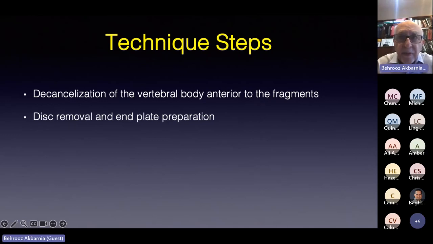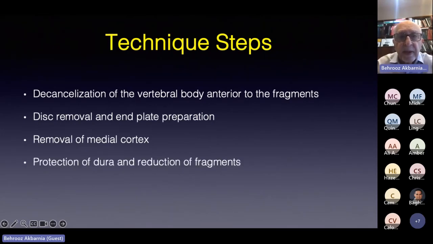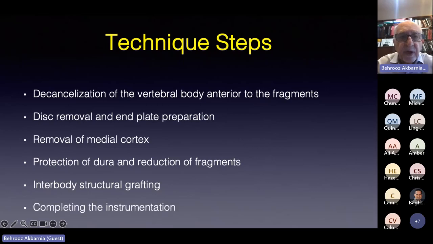And then the disc above, the end plate above, and the disc material will be cleaned with the special curette. The next step would be to remove the medial cortex and protect the dura, and then reduce the fragments. And the final stage is the interbody structural grafting, and then completing the instrumentation.